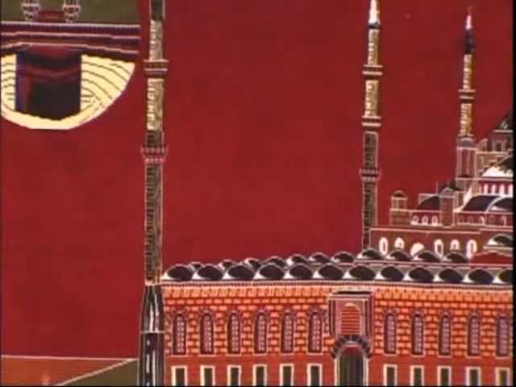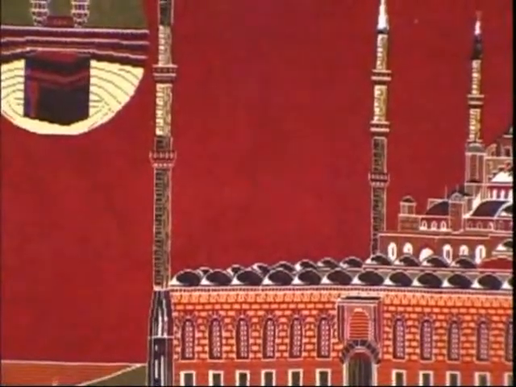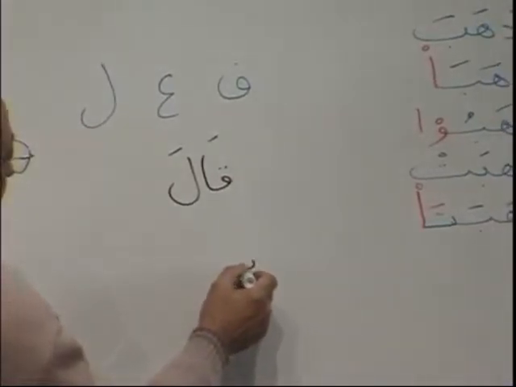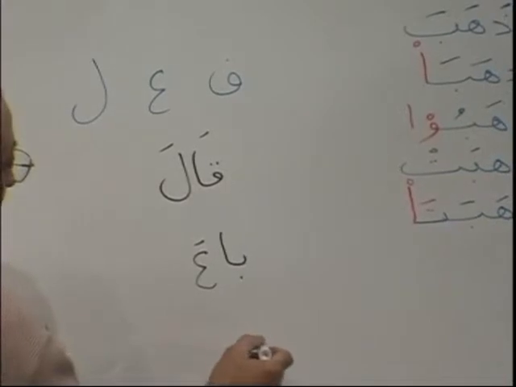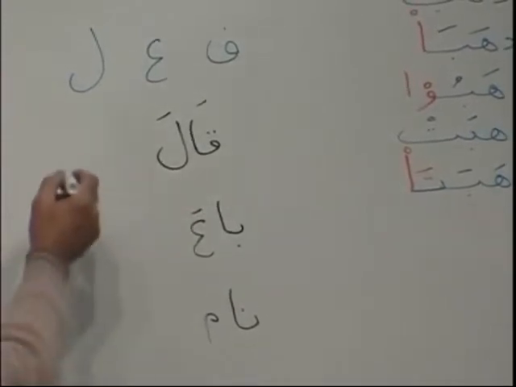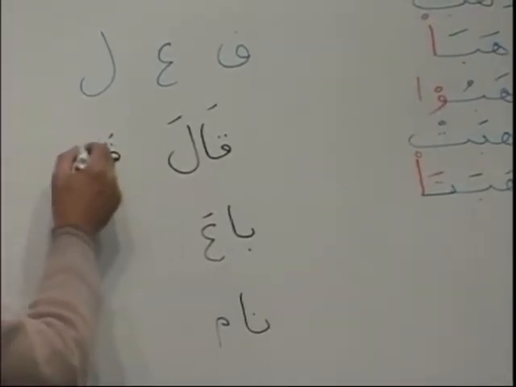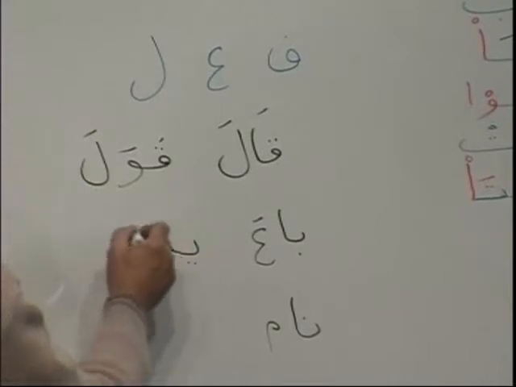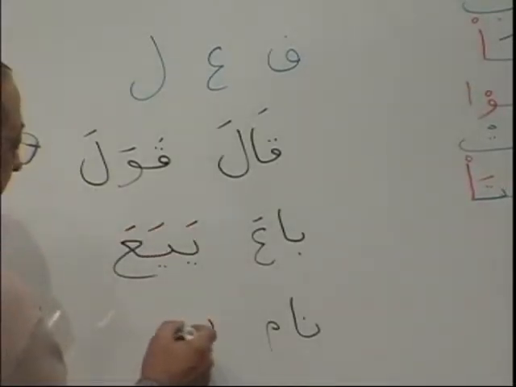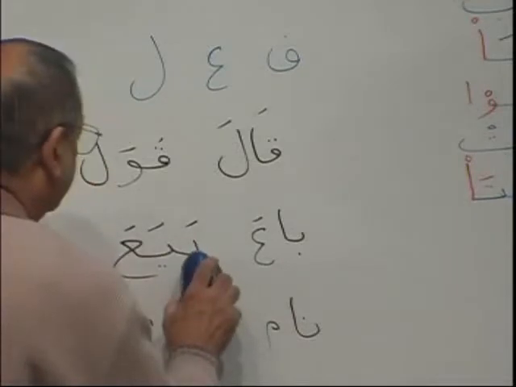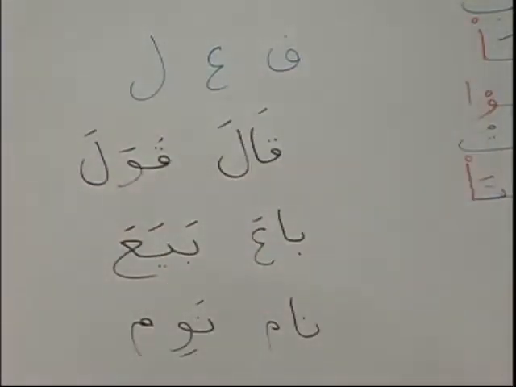Okay, here are some of the things that I will write down, brothers and sisters. Qāla, and then I will say bāʿa, and then I will write down nāma. Okay, brothers and sisters? Qāla is qaf, waw, lam. Bāʿa is ba, ya, ayn. And nāma is nun, waw, mim. Are you with me, brothers and sisters?